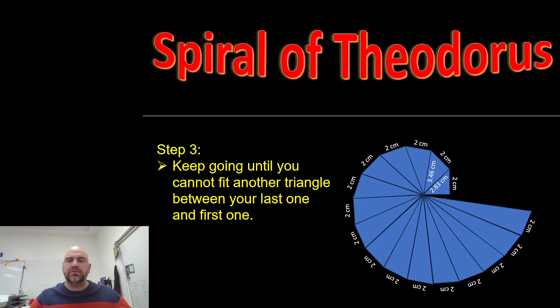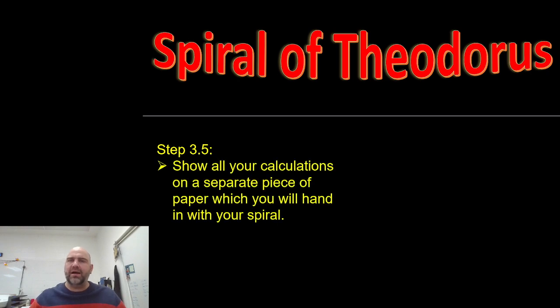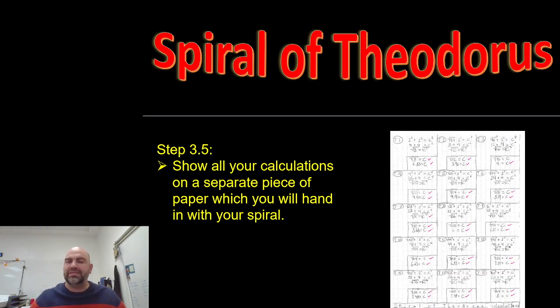That's going to be your goal, to go as many as you can before you start overlapping. Now, step 3.5, this is kind of a part of it. I want you to show all the calculations you do as well. Show it on a separate piece of paper. It could look something like this, where you show all the calculations you do for every single triangle that you have. Do the calculations, show me the calculations. This will be a separate piece of paper that you're going to hand in with your spiral.